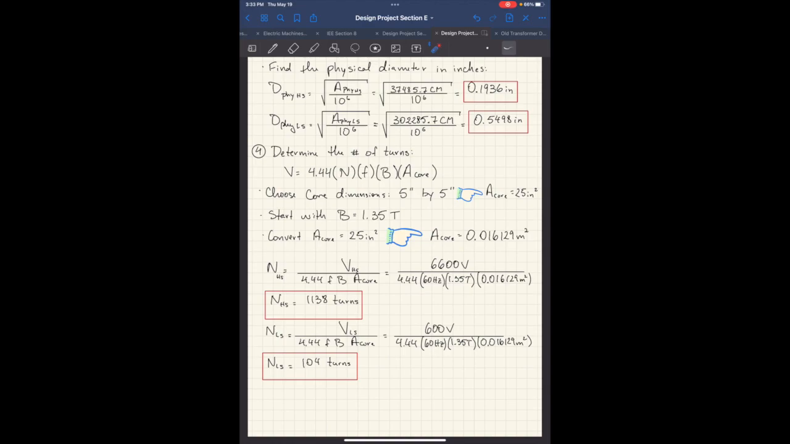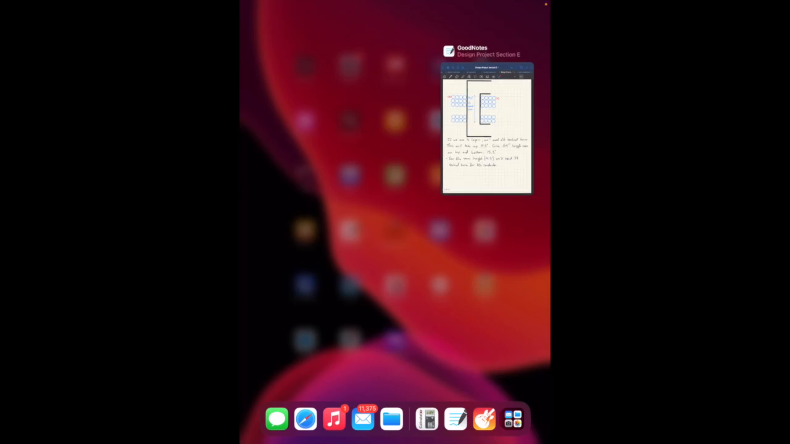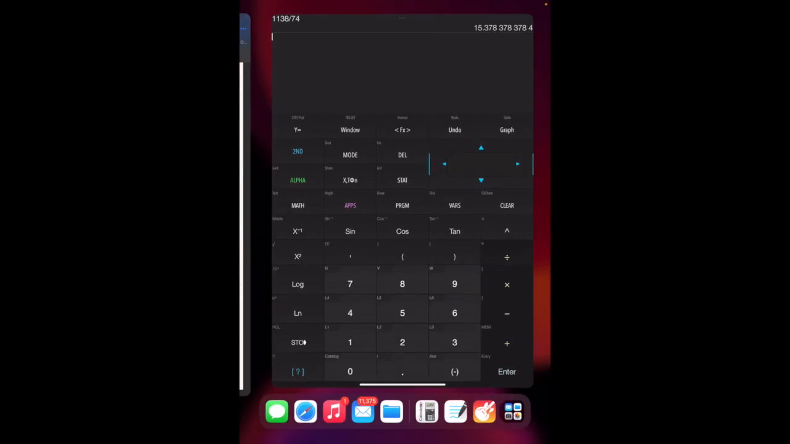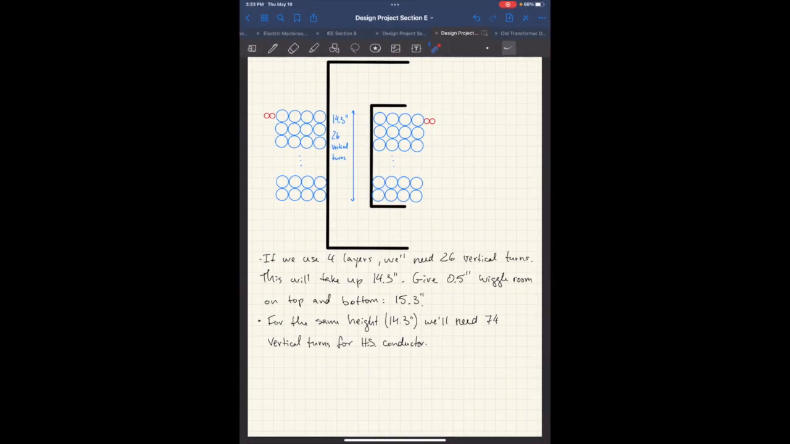Divide those turns by 74. Right, you take the 1138 and divide by 74 to find out how many layers. So we take 1138, divide by 74, and we need roughly 15.4 layers. The 0.4 just means that the last layer will not be a complete turn, which is fine. Okay, we can live with that.